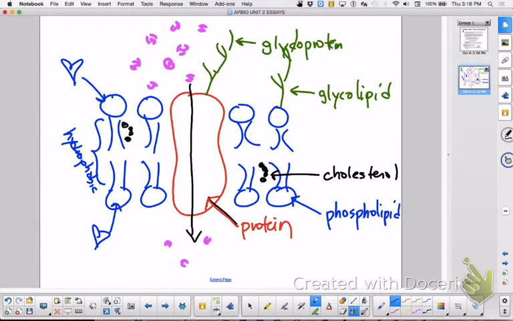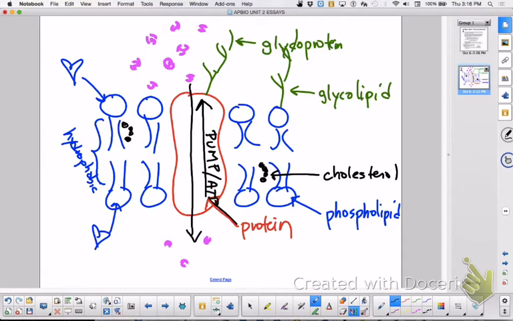Channel or a carrier. But if you go the other direction, if you go from a low concentration to a high concentration, that's when you refer to it as a what? Pump. Okay, because you're going against the concentration gradient. And the pump is going to require what?